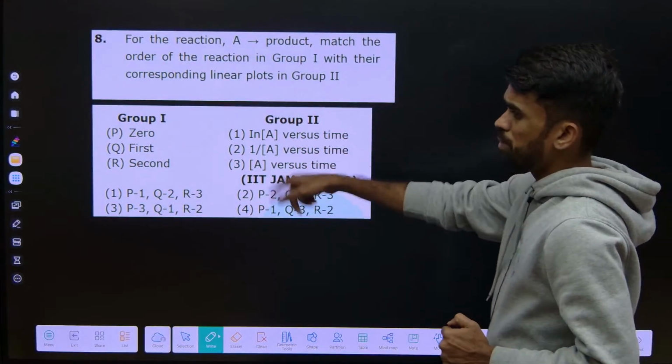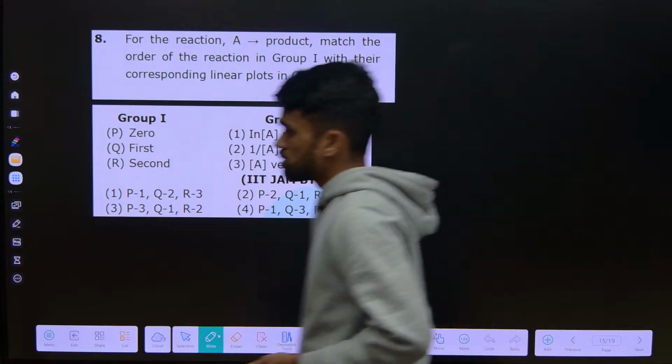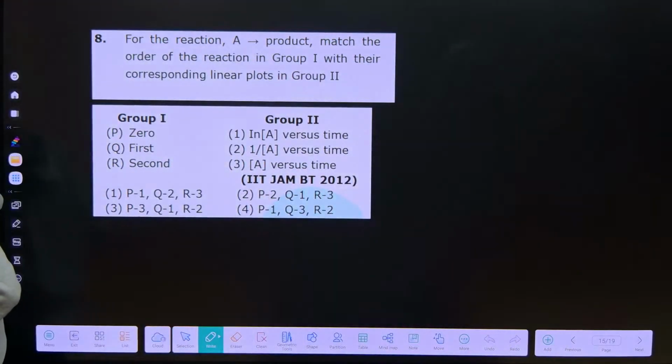So can you match this based on our discussion?